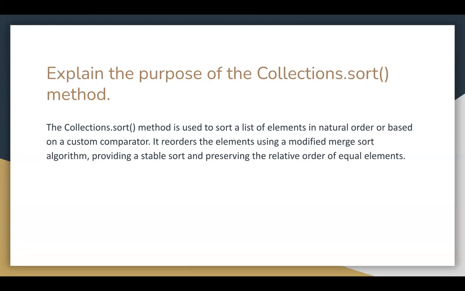Explain the purpose of the Collections.sort method. The Collections.sort method is used to sort a list of elements in natural order or based on a custom comparator. If you pass your own custom comparator inside Collections.sort, it reorders the elements using a modified merge sort algorithm, providing a stable sort and preserving the relative order of equal elements.